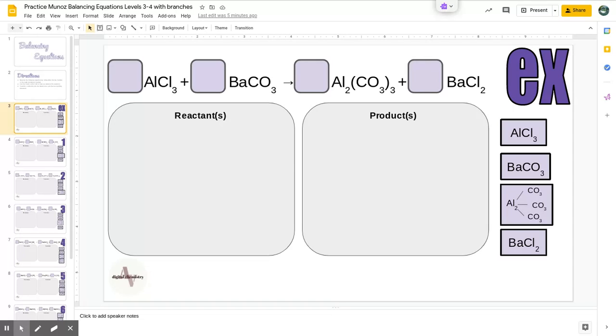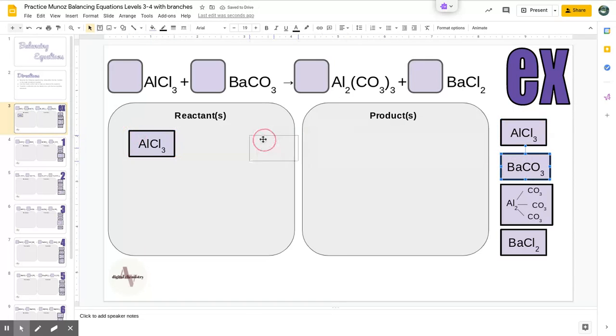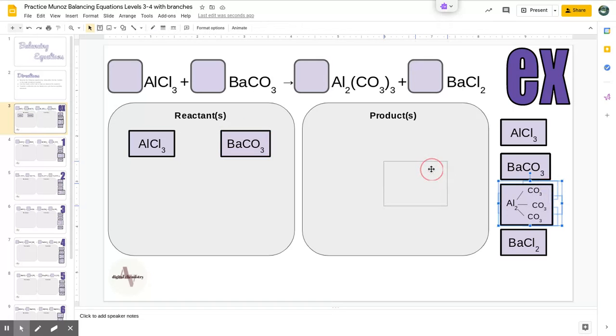So remember that on balancing equations, the whole goal is to get each element to have the same number on both sides. So you're just going to start by dragging one of each formula over to the reactant side and over to the product side. And I would line them up underneath. So I'm going to put AlCl3 here, BaCO3 here, and Al2CO3.